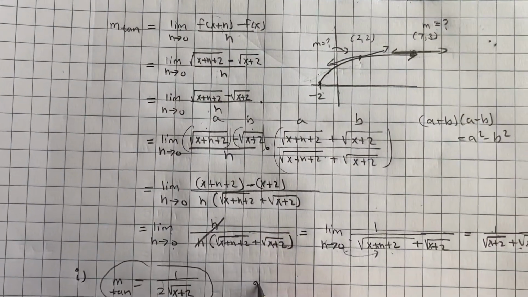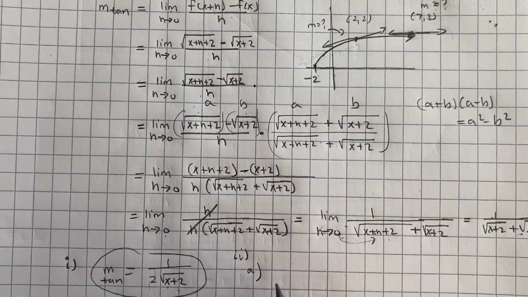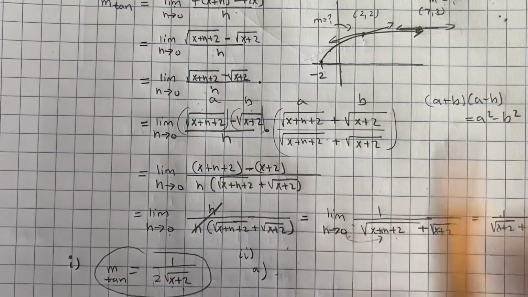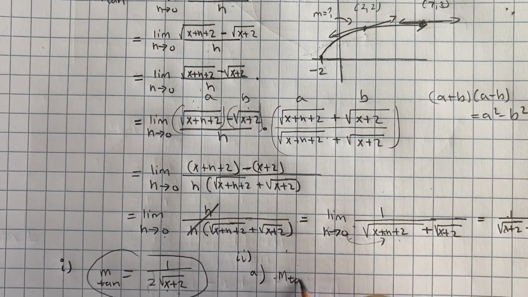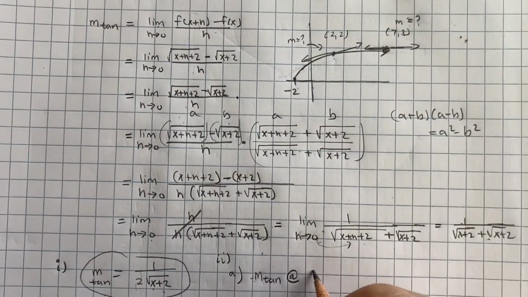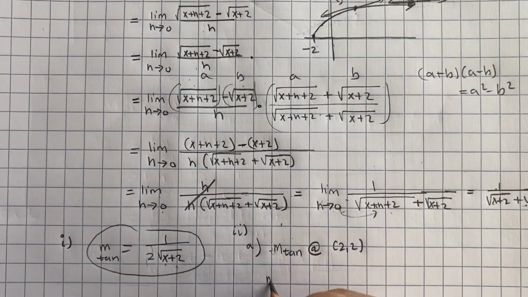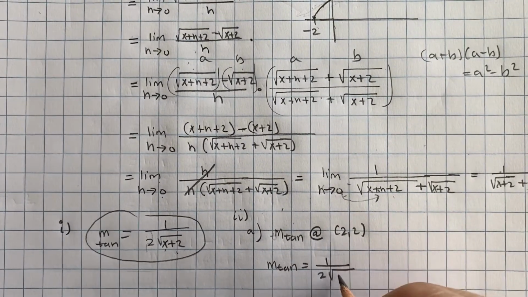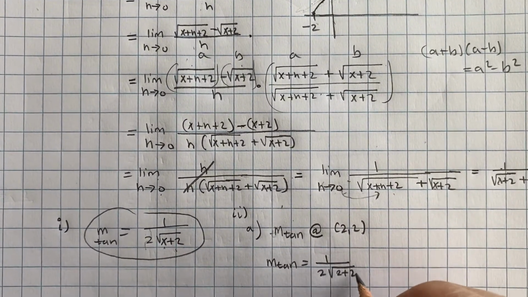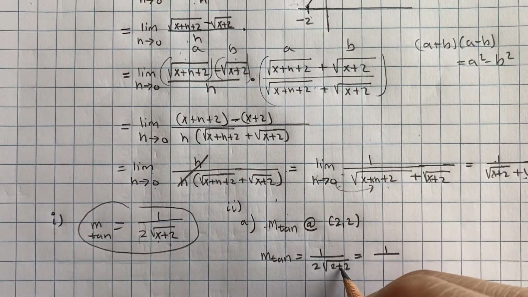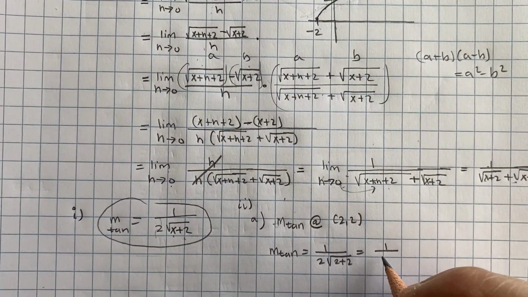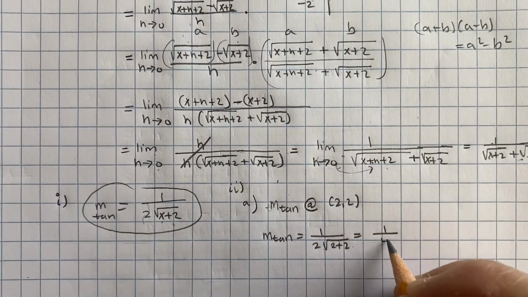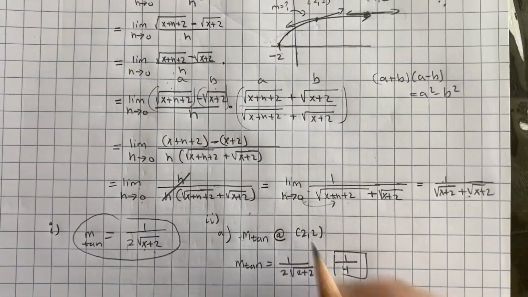All I need to do for part A, this is for part 2, is just plug in. So the slope m tan at 2 comma 2 is 1 over 2 root of, all I need to do is plug in the x value of 2. 1 over 2 root 4. Sorry, this is 4. Square root of 4 is 2. 2 times 2 is 4. The slope at 2 comma 2 is 1/4.